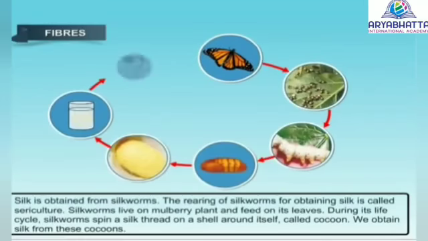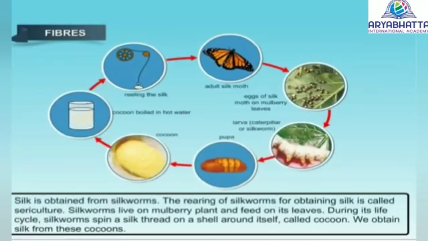Silk is obtained from silkworms. The rearing of silkworms for obtaining silk is called sericulture. Silkworms live on mulberry plant and feed on its leaves. During its life cycle, silkworms spin a silk thread on a shell around itself called cocoon. We obtain silk from these cocoons.